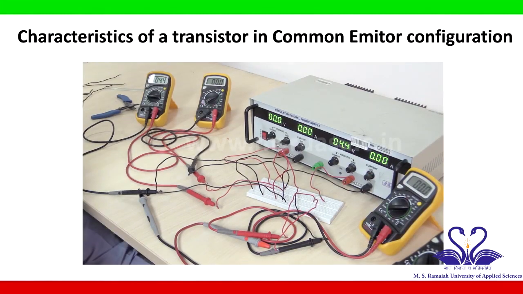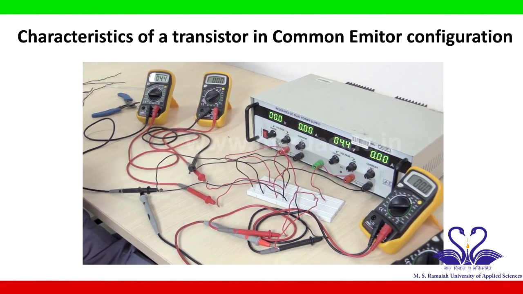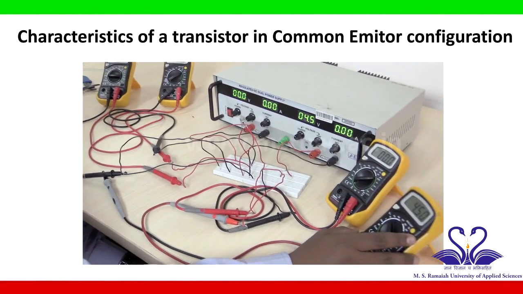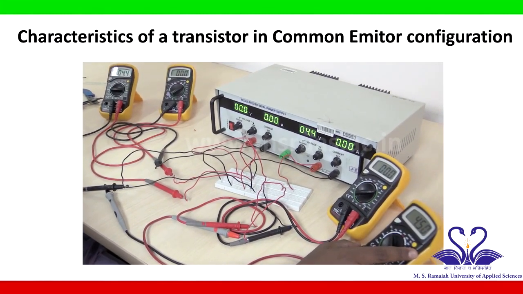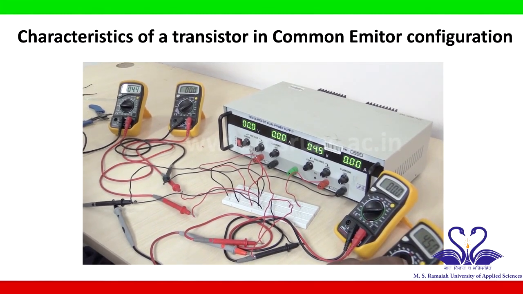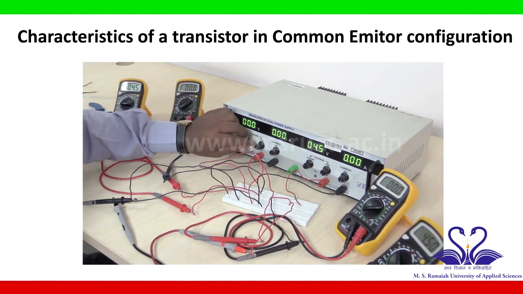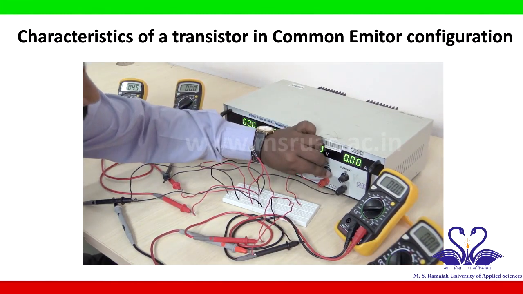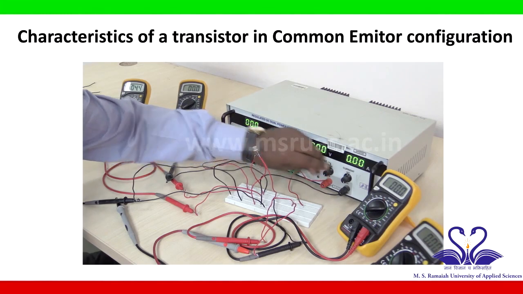Now we have taken two sets of reading for the input characteristic, that is with VC equals 1 volt and with VC equals 5 volt. Now we will start to take readings for the output characteristic. So before that, make the voltage source values 0 volt, both voltage sources set to 0 volt.